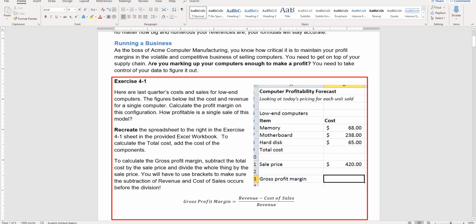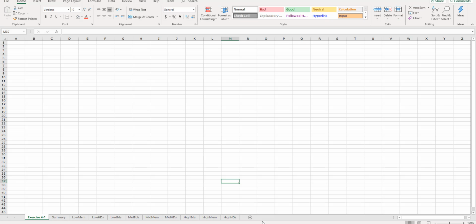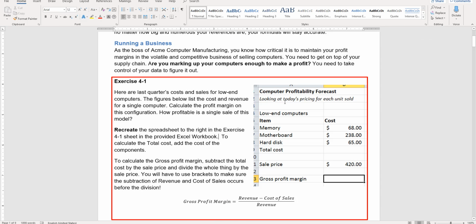So you'll have access to this spreadsheet called All Computers EXE. And there's a bunch of sheets down here, okay? We'll get to these as we go. But the idea is there's exercise 4.1, so that first one is just starting from there. What you'll want to do is basically recreate this spreadsheet, and you can put in these values for the memory, motherboard, hard disk. You'll have to add up the total cost there, okay? Hopefully that total cost is less than the sale price.